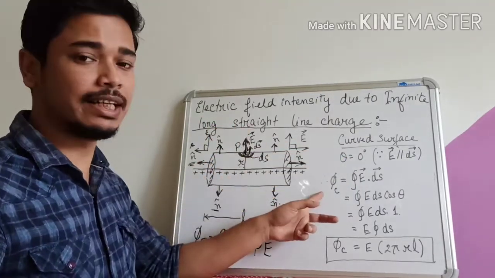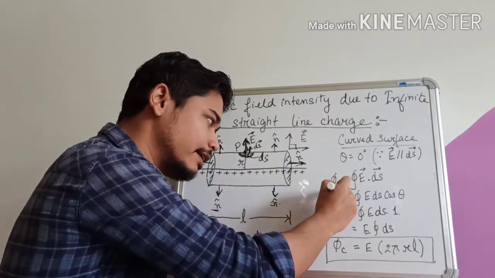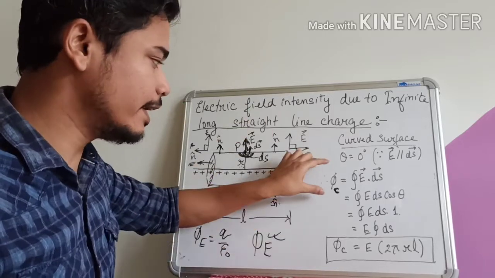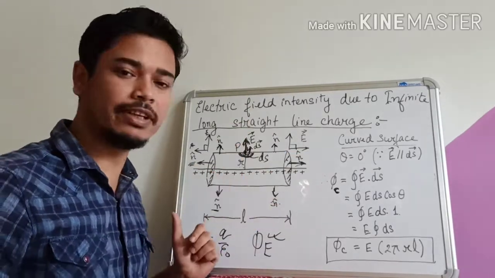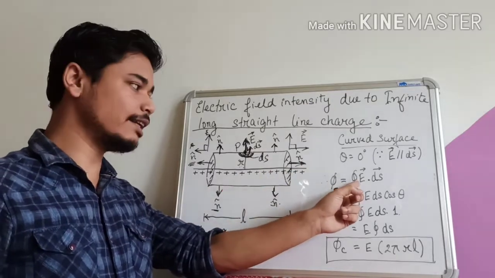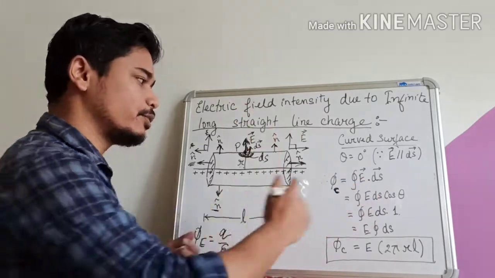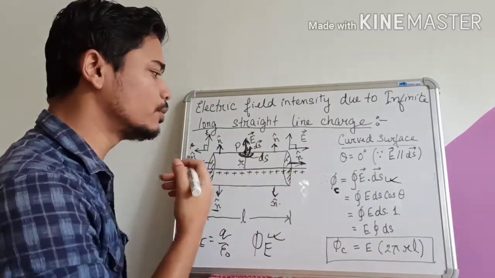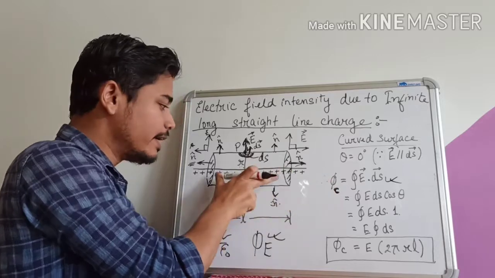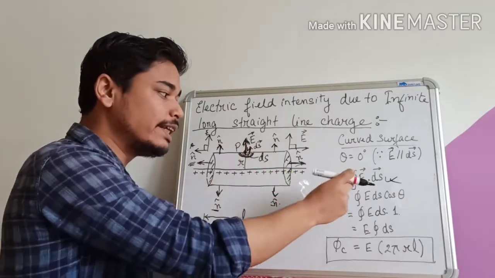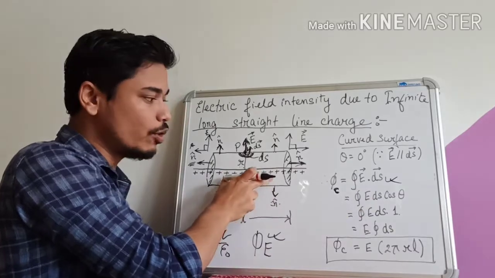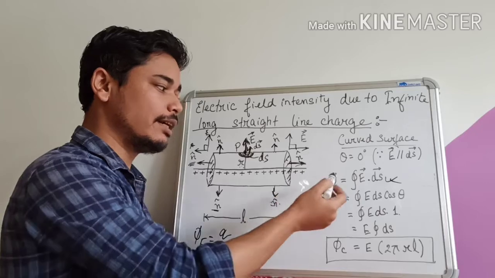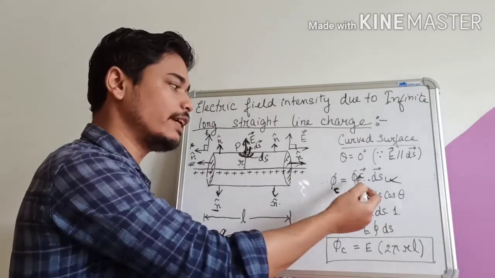Now, what is the electric flux linked with the curved surface? Here C denotes the curved surface. That will be equal to the closed surface integral of E dot ds. This was the formula for electric flux; we have already studied this in the previous videos. We have to integrate E dot ds over this whole curved surface, which is a closed surface, so we have just taken the closed surface integral of E dot ds.